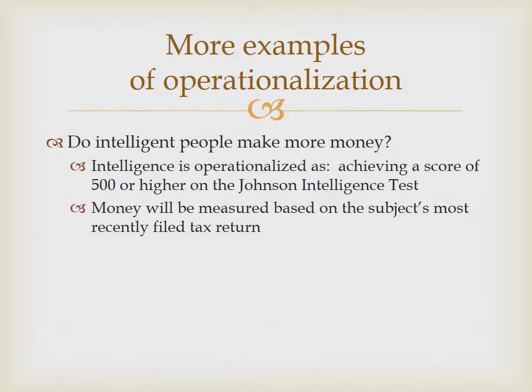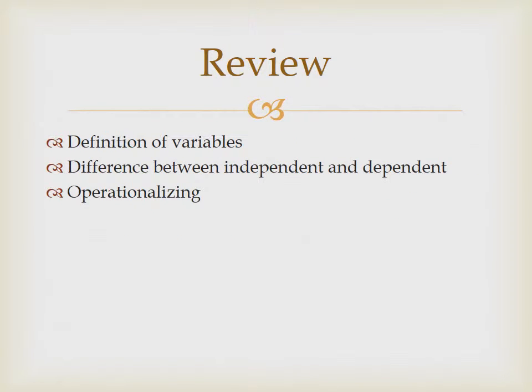So these are just some examples. Just to recap where we've been, we defined variables, what they are, and then we broke down the difference between independent and dependent variables, and finally we finished up with talking about how to really carefully measure these by operationalizing them. I'm hoping this created some clarity for you.